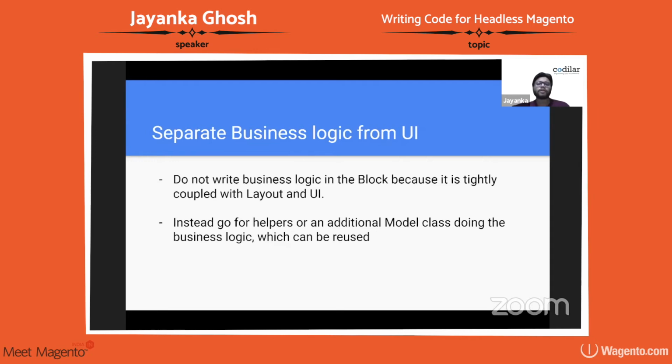So instead of that, try to use helpers, or data providers which you see in GraphQL modules, or try to use an additional model class which has the business logic. Call that in your block, call that in your REST APIs, and call that in your GraphQL data providers, and use the same thing in different places. You can reuse your code very easily.